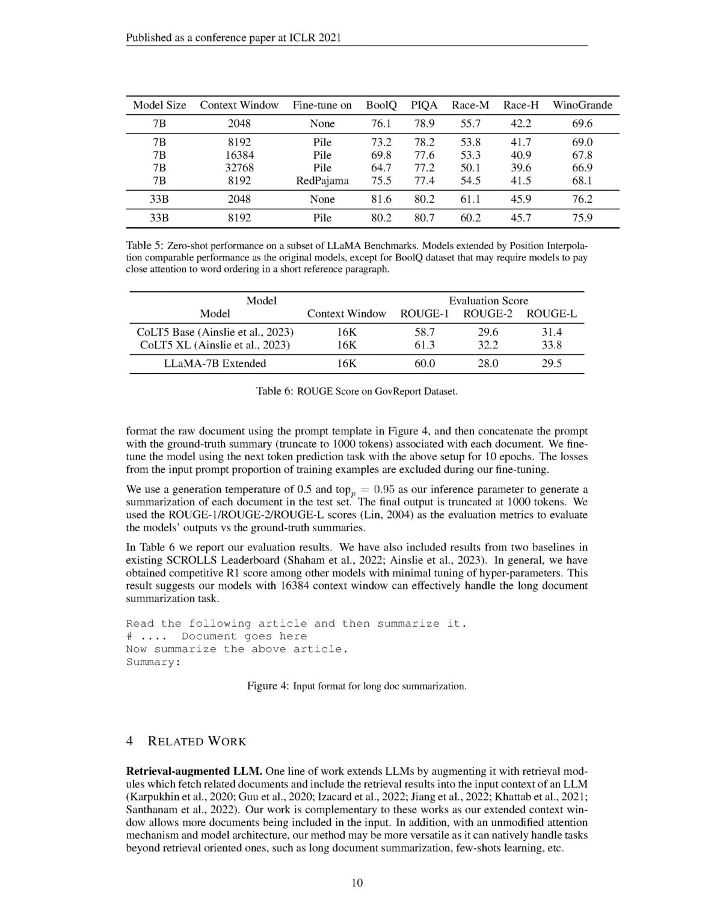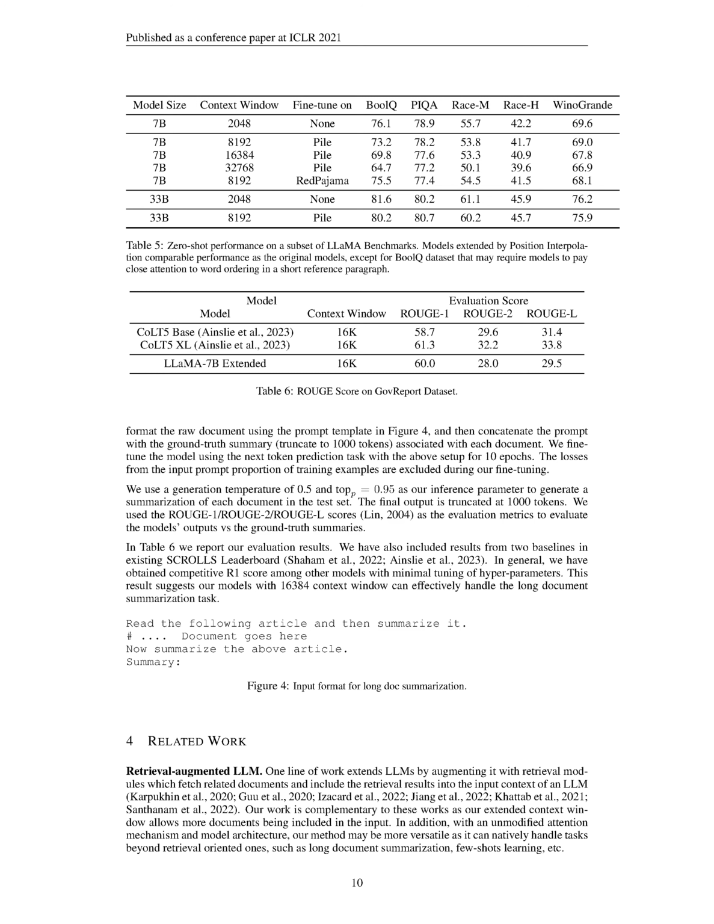Our models, enhanced by position interpolation and the Llama extension, are fine-tuned with a context window of 16,384. This step still necessitates the rescaling of position indices. The raw document is initially formatted using the template depicted in a figure. Then, the prompt is amalgamated with the corresponding ground truth summary, limited to 1,000 tokens, of each document. Over the span of 10 epochs, the model is fine-tuned using the next token prediction task based on this setup. Any losses stemming from the input prompt portion of training examples are not included during our fine-tuning.